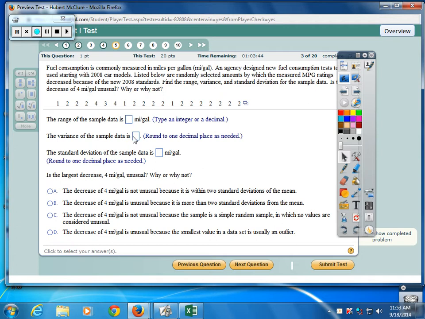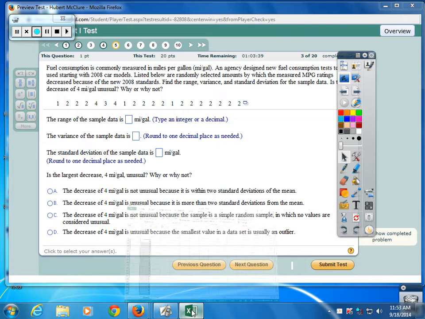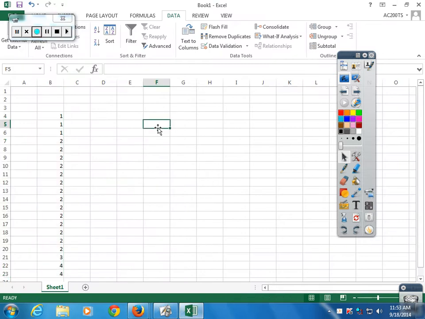And the variance of the sample data. Variance, we're going to have to find the standard deviation. So let's go ahead and find everything we need. Now, you don't have to do this by hand. I'm just doing it to show you.